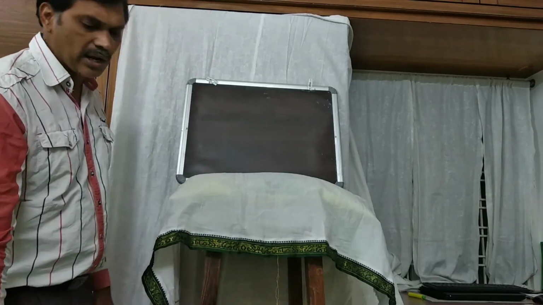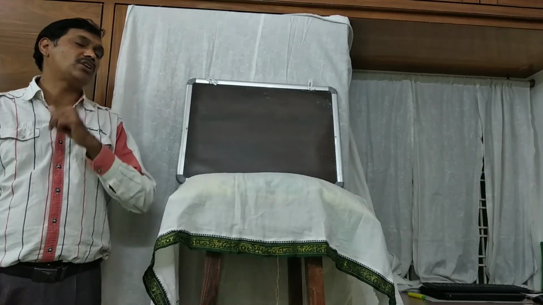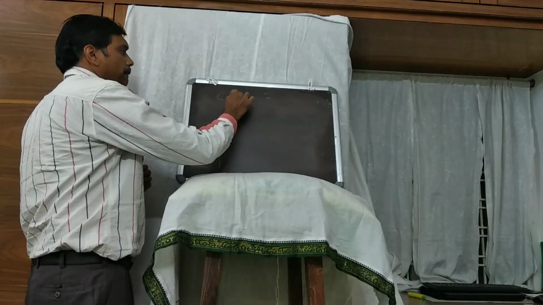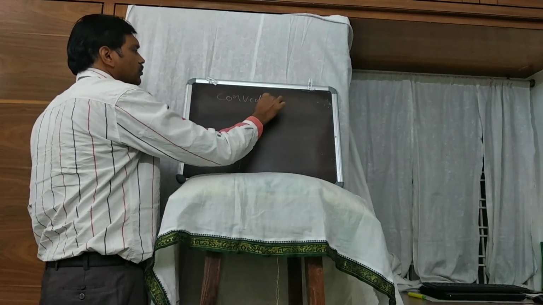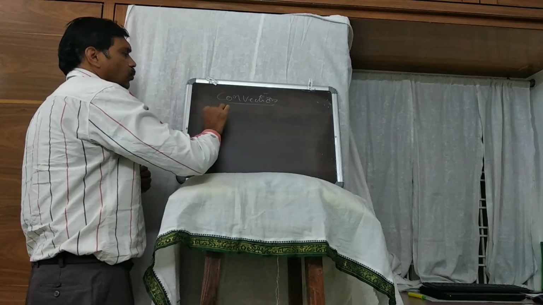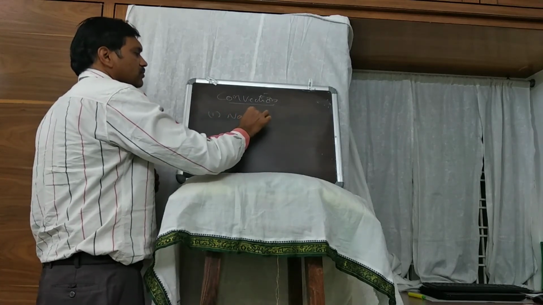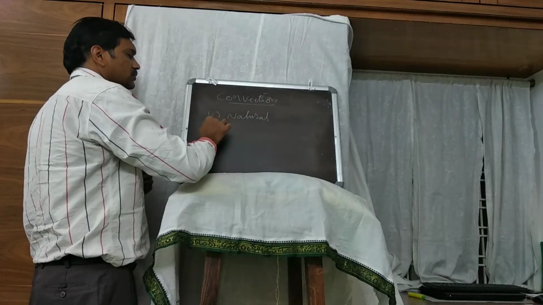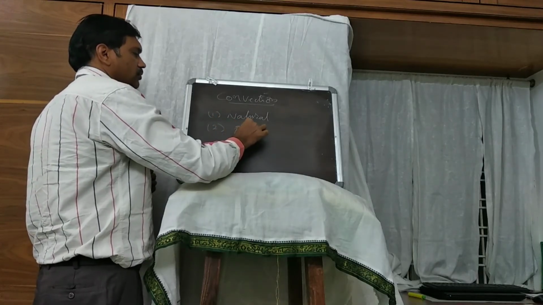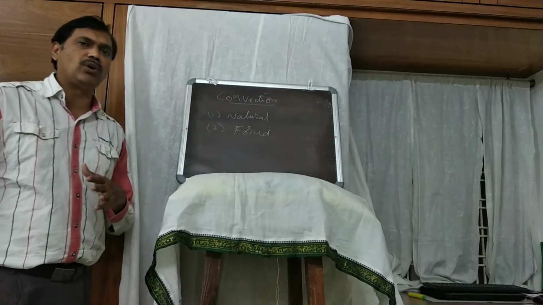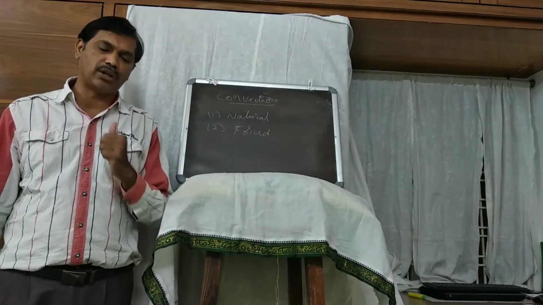In our laboratory also we are going to do many experiments on conductivity, that is, we are going to determine the thermal conductivity of a metal rod. Then in convection, we have two types. One is natural convection, the other is forced convection. What is natural convection? What is forced convection?